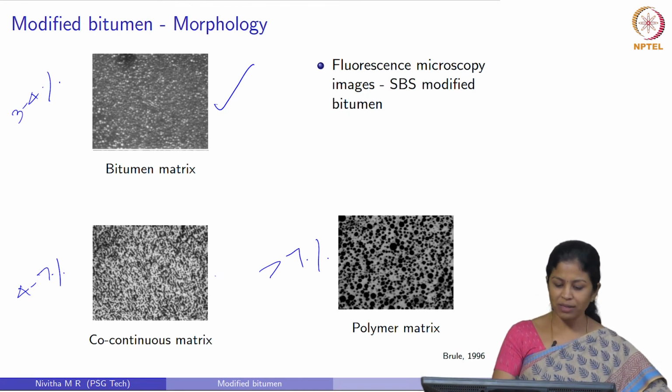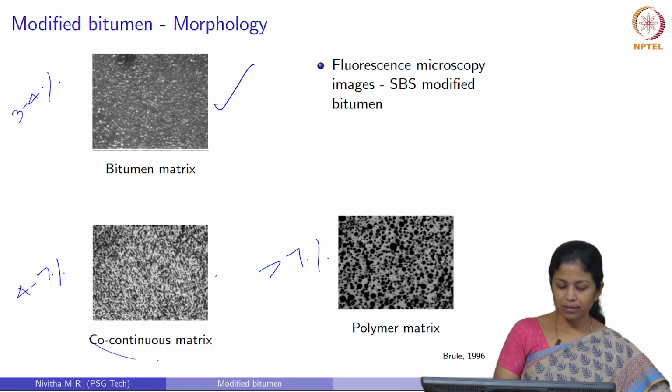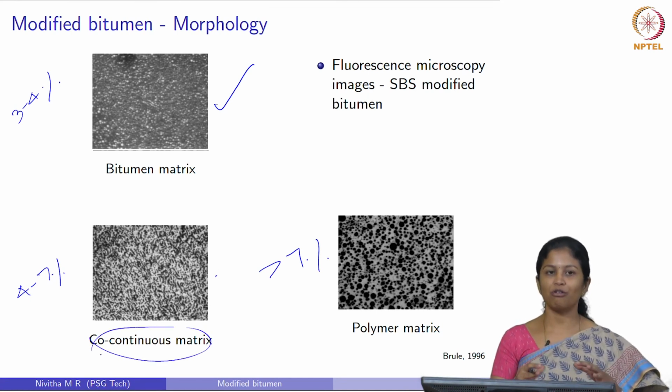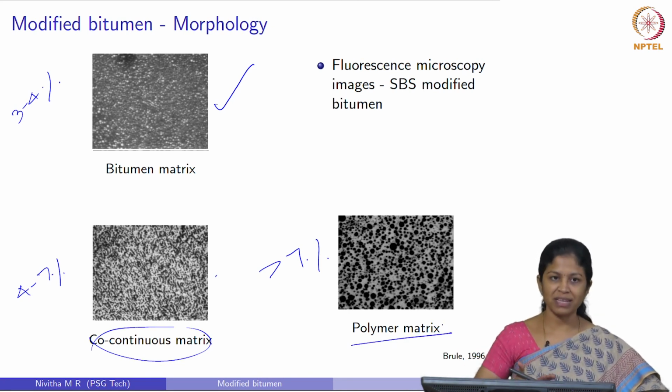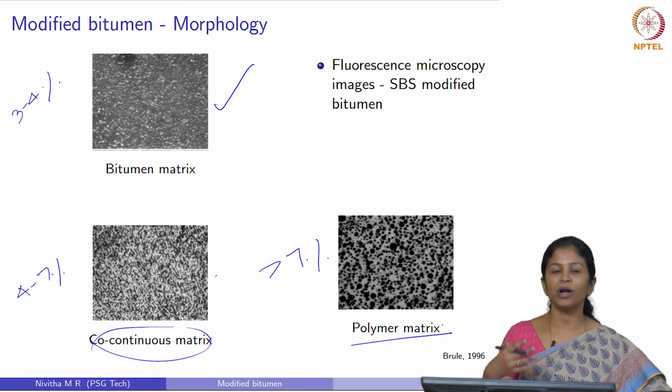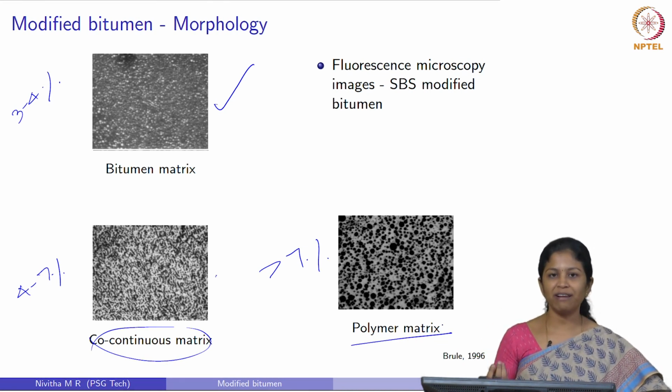We do not want this because this is not stable. They both exist in a co-continuous manner and they do not form a stable material. So, we do not want this phase. This phase is also not desirable because now it is the polymer which forms the base and the properties of the polymer are going to dominate here. So, it kind of behaves like an adhesive. So, we do not want this also.